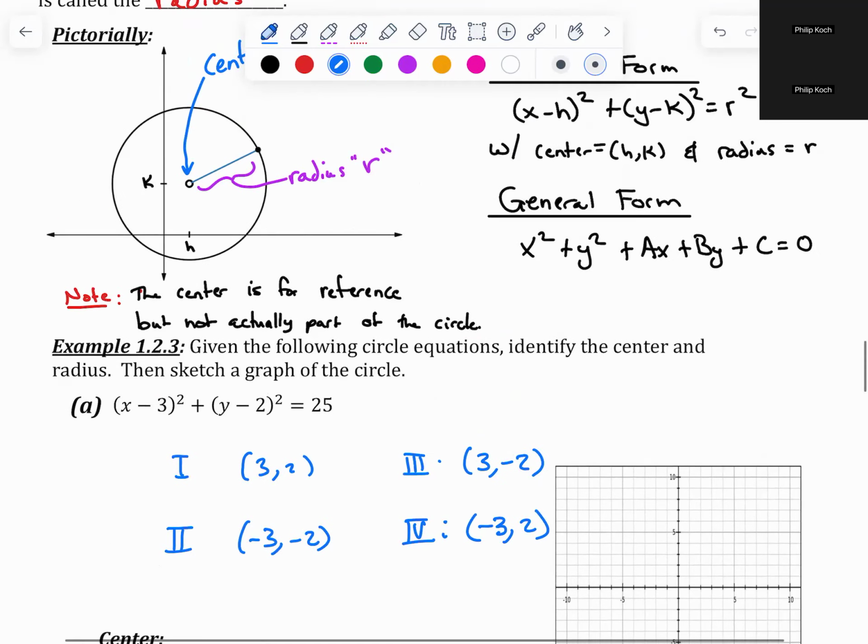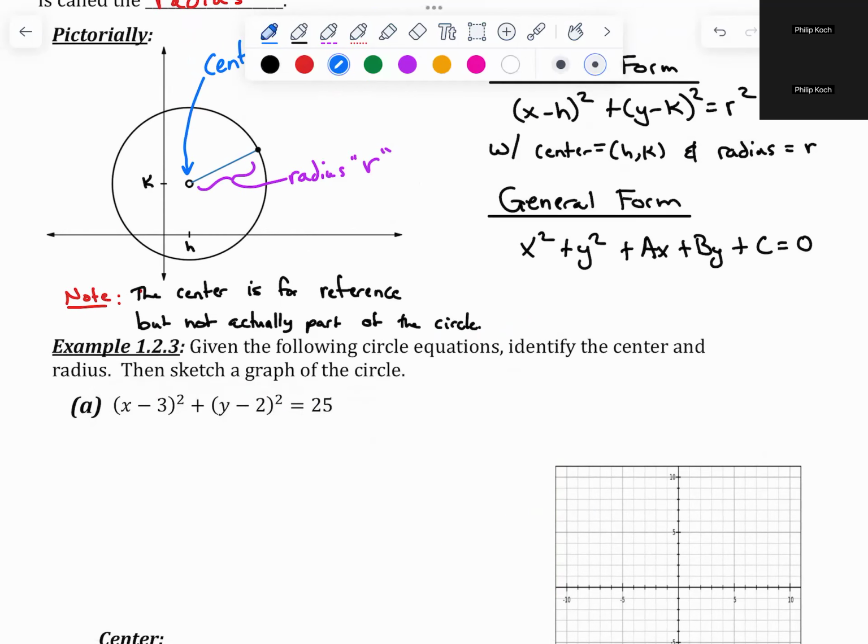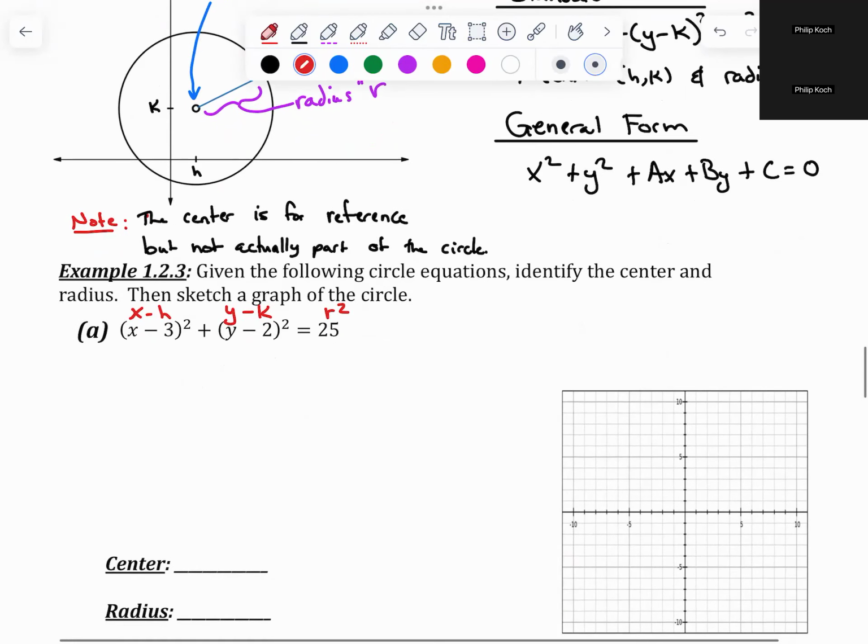The format is x minus h squared. Is it already in a minus format? Yes, it is. It's already x minus something. So the h value is immediately 3, and the k value is 2. This is x minus h squared, y minus k squared, and this is r squared. So h is equal to 3, k is equal to 2. So the center is h comma k, which is 3 comma 2.